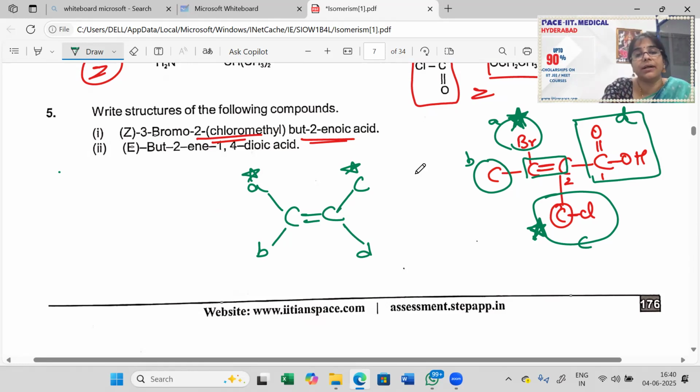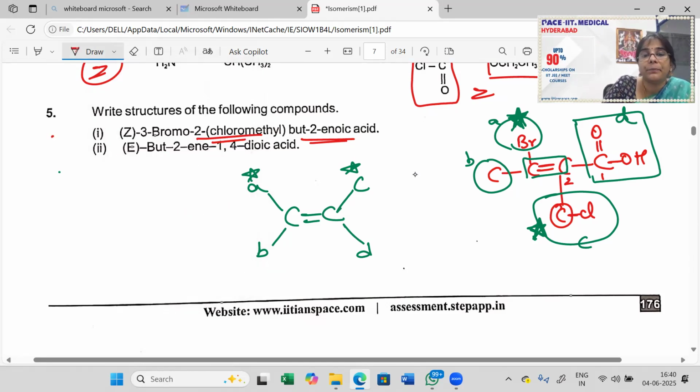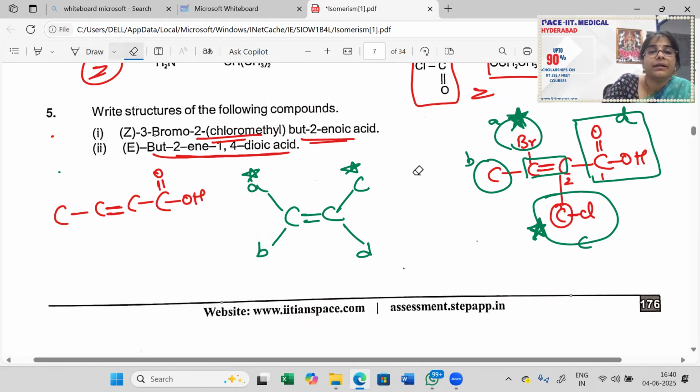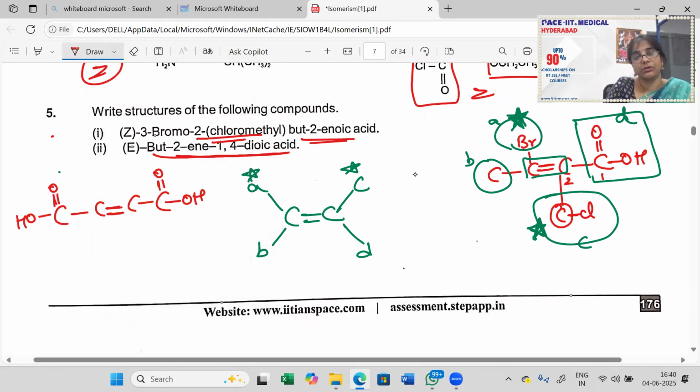The next question, same again, an Entgegen question. Now, Entgegen, but-2-ene-1,4-dioic acid. But-2-ene-1, 2, 3, 4, 2-ene. I am showing here 2-ene. 1,4-dioic acid. So C double bond OH, and then another C double bond OH group here also I am showing. And this is but-2-ene-1,4-dioic acid, and this is E, Entgegen. So the other one would be a hydrogen, and here will be your hydrogen.